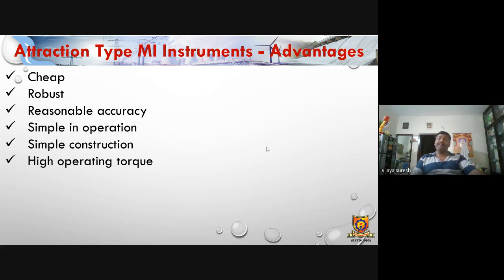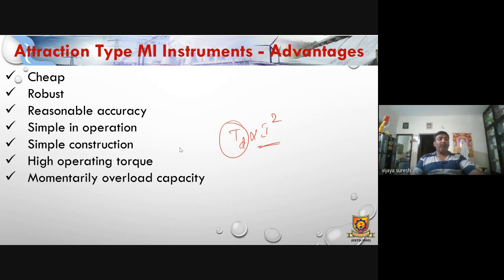High operating torque can be produced. Td is proportional to the square of the current, so high torque will be produced. Also momentary overload capacity: even at overload, it can handle it. It can be used for both AC and DC, so we can use these MI instruments for AC measurement as well as DC measurements.